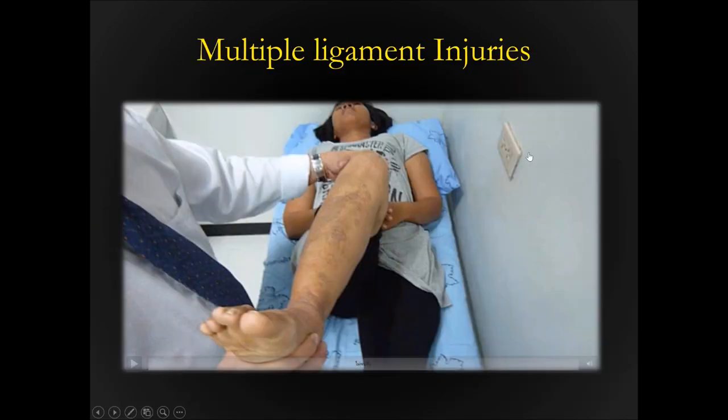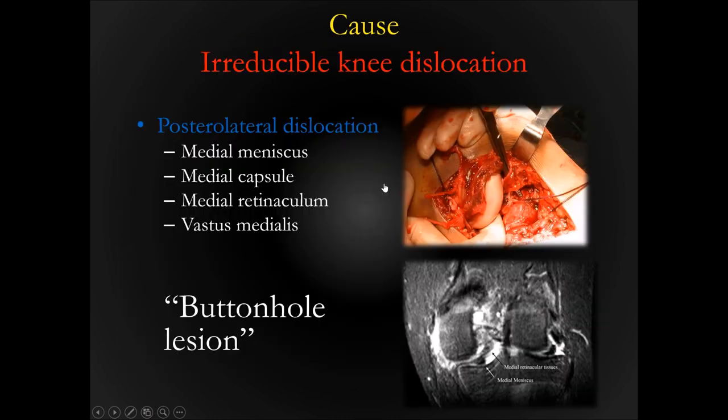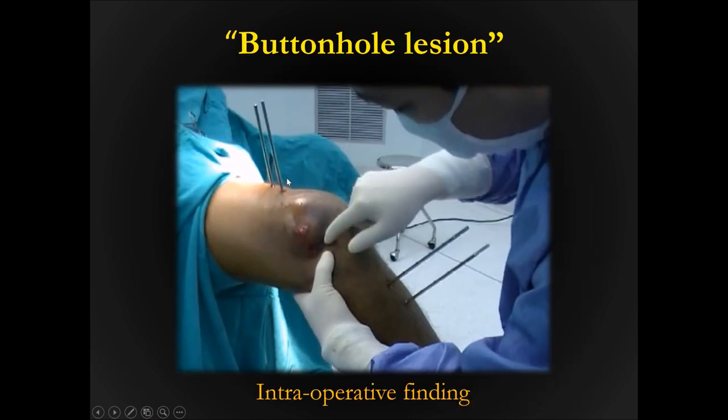6 months later. So this patient also has multiple ligament injuries. She was missed, I told you. She was missed at the beginning. She has the PCL and also PLC injury. She has a fractured tibia and also hip dislocation. Okay? This is that dashboard injury. So if the knee cannot be reduced, I told you that this is a buttonhole, right? Posterolateral dislocation. Because of the buttonhole, the vastus medialis, medial capsule, and medial meniscus obstruct the reduction.